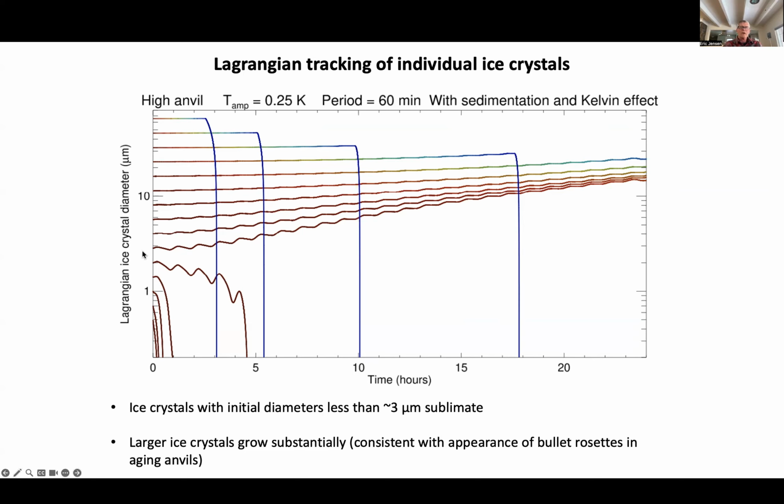However, for this mid-range size of a few microns, up to about 10 microns, you get growth of the ice crystals. And that's again because of this mass transfer from the small ice crystals to the larger ice crystals. And so you actually get growth from a few microns up to maybe 20 microns. And I think this is at least qualitatively consistent with this appearance of bullet rosettes in these evolving anvils.